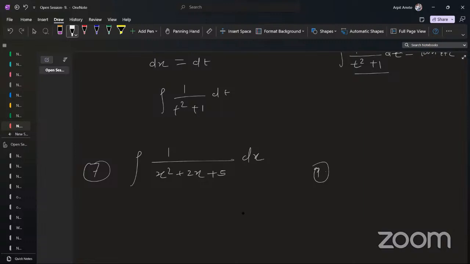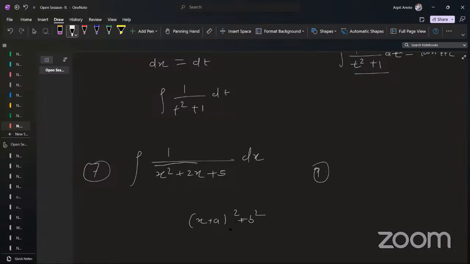Anyone got the answer for this question? So how will I solve this kind of question? If you have 1 by a polynomial or quadratic function in the denominator, try to make it like x plus a whole square plus b square, or minus will be fine also. Try to make this kind of thing.